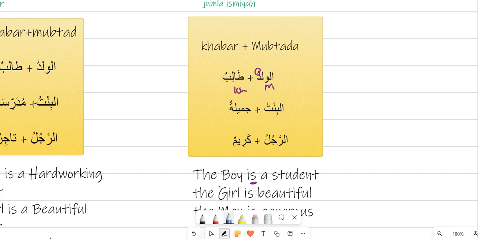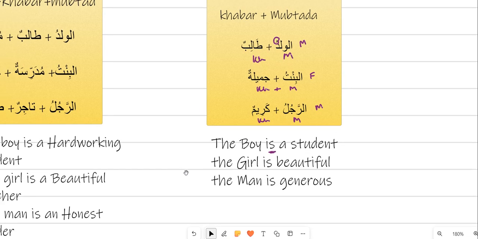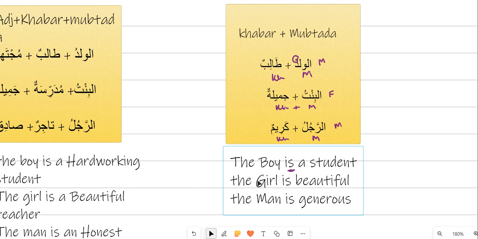And then I have given the next as feminine example, al bintu jamilatun. So the khabar will be in feminine, and this is mubtada, but it is feminine. This is a male sentence. This is also a masculine sentence. Ar-rajulu karimun. The khabar is in male. This is mubtada. Now you can see the translation here. Man is generous. Now we will do the examples when sifa comes for khabar.